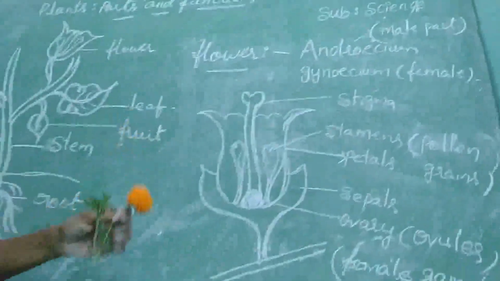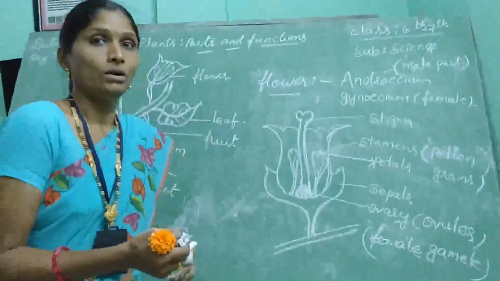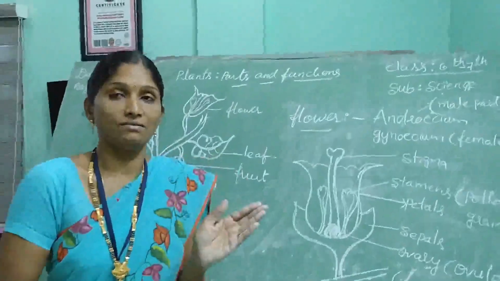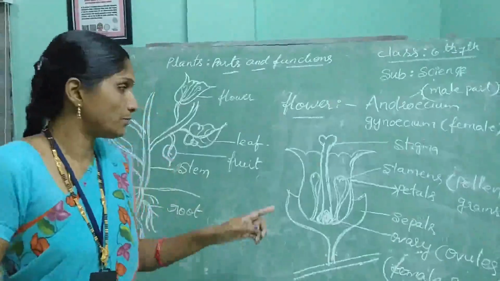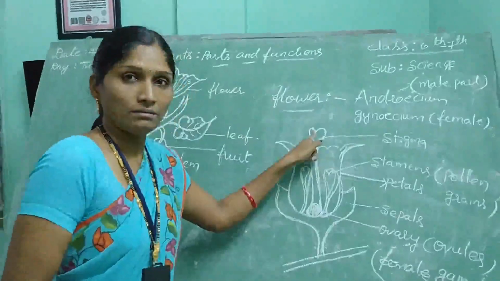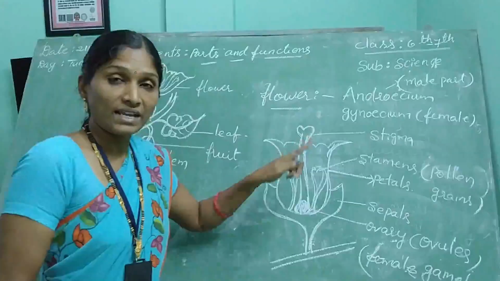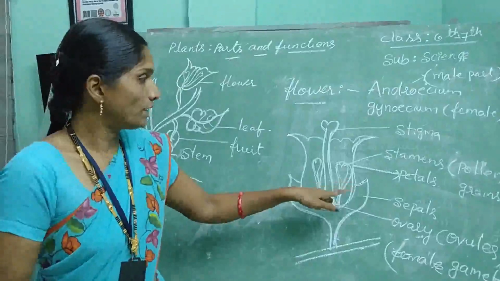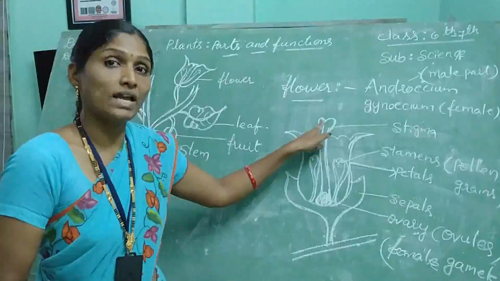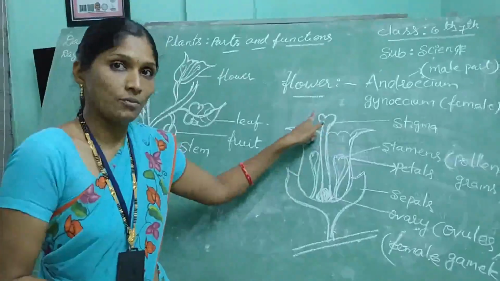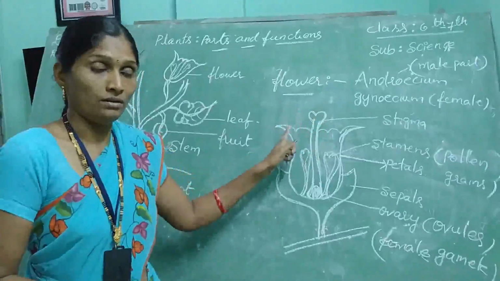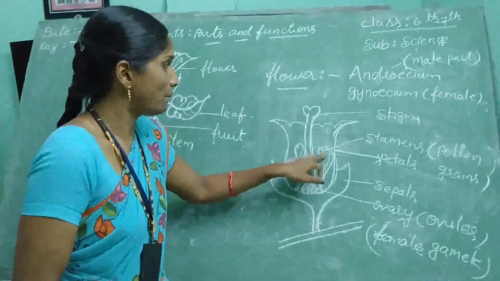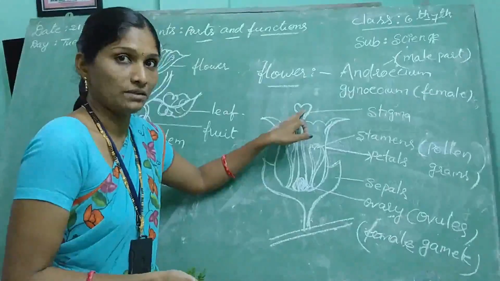What is the meaning of pollination? I already said, pollination means the exchange or transfer of pollen grains from stamens to stigma.